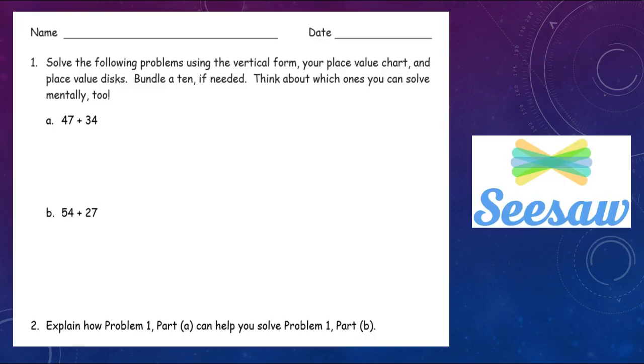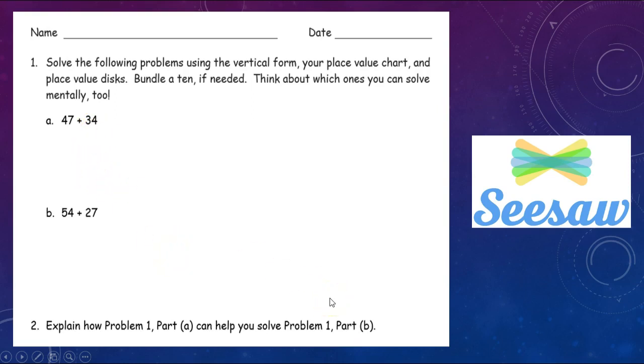It is now your turn. You need to take out your exit ticket. You're going to answer these questions. Make sure you set them up vertically. Right now they're horizontal. Set them up vertically and answer them that way.